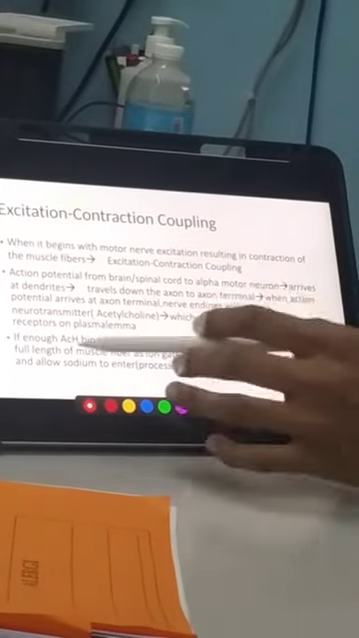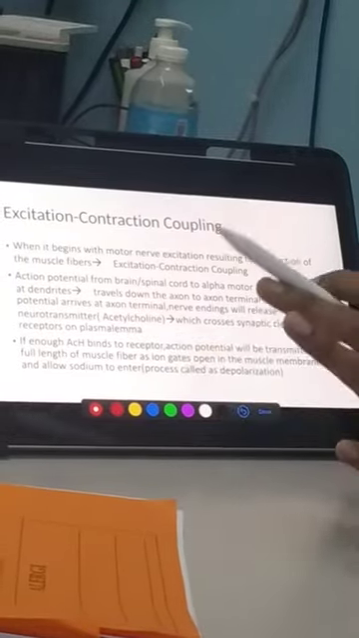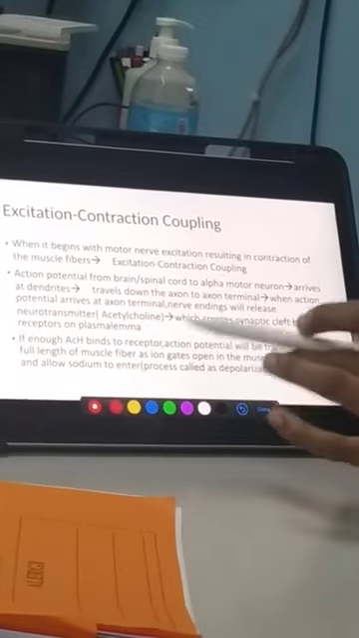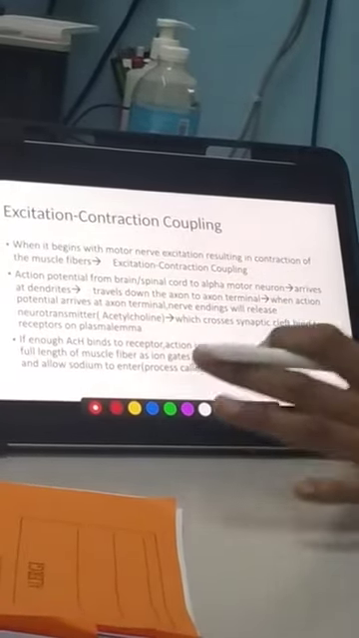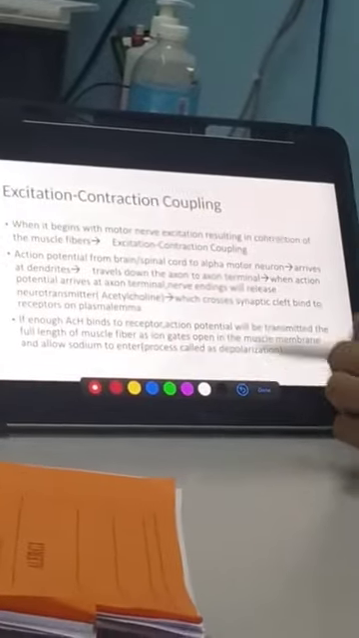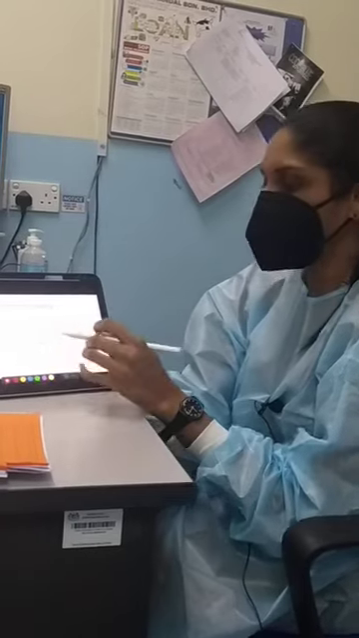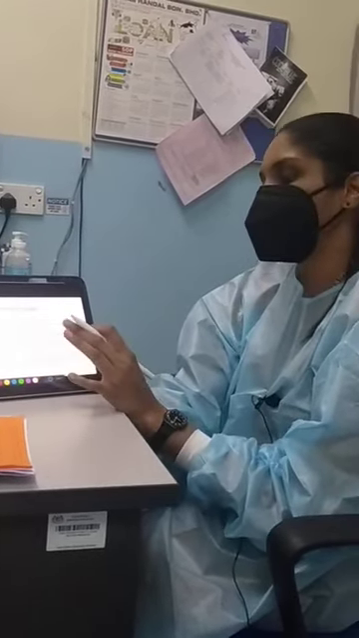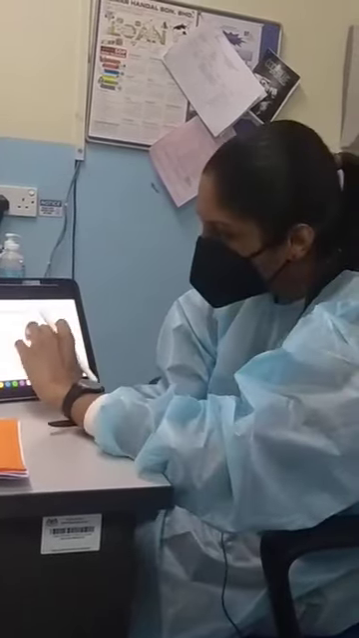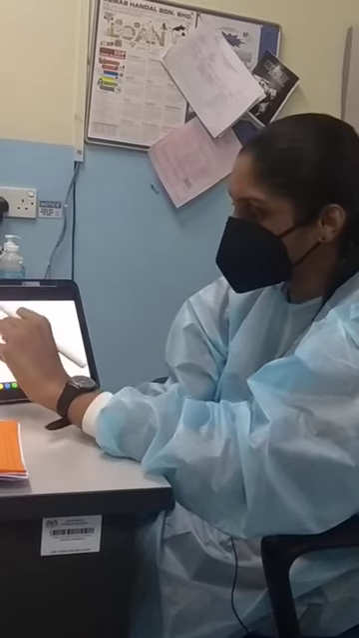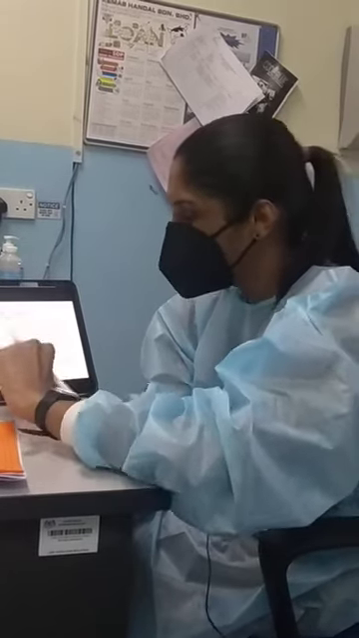After enough ACh binds to the ACh receptors, the action potential is transmitted along the full length of the muscle fibers as the ion channels open in the muscle membrane and allow sodium to enter. This is called depolarization. I'll go into further detail a bit more.